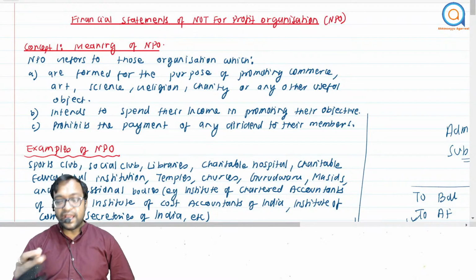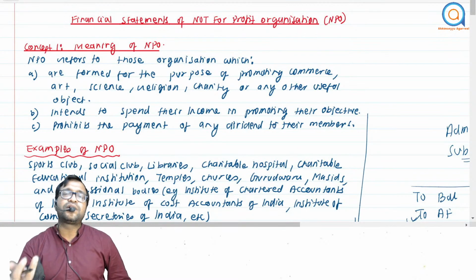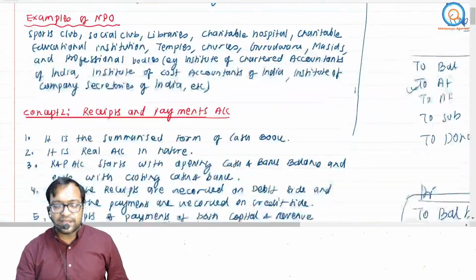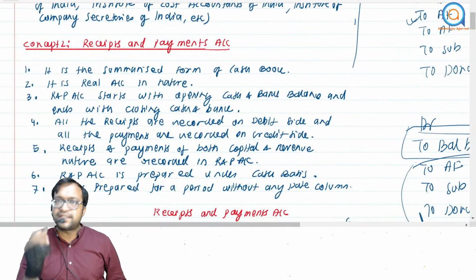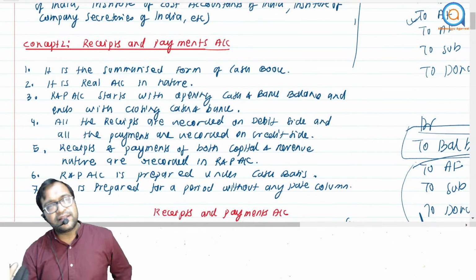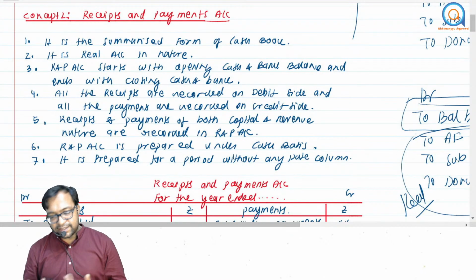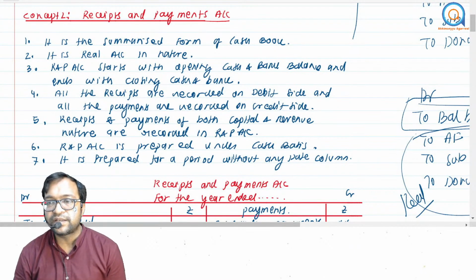Okay, let's go. NPO, sir. NPO is what? Non-profit organization, sir. In NPO final accounts, sir, we need to prepare 3 things. One is receipts and payment account. What is receipts and payment account? It is nothing but a summarized form of cash book only. It is real account in nature. Correct?